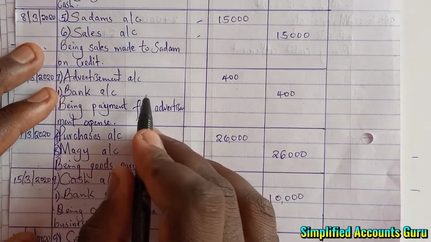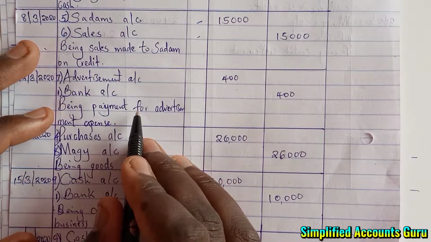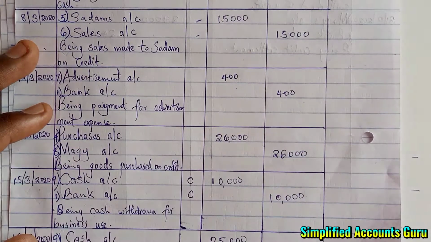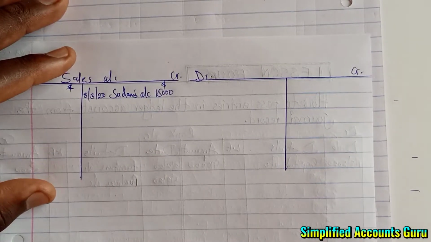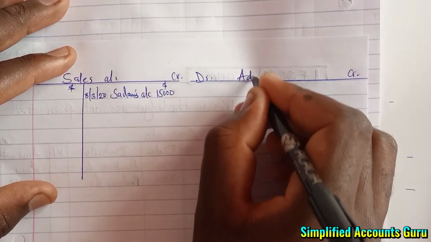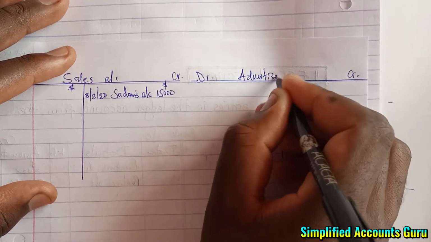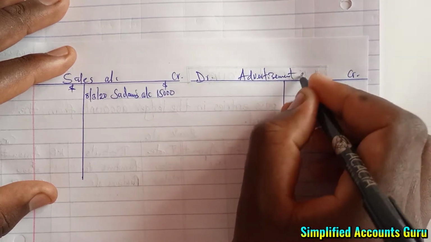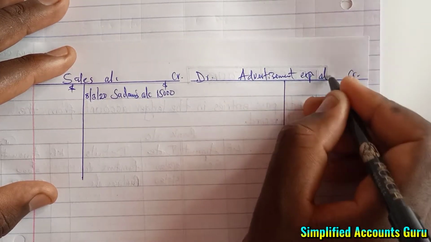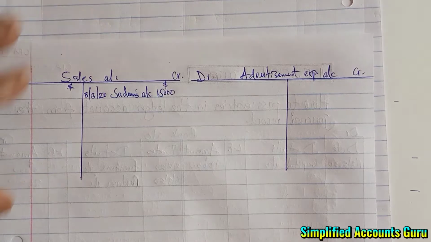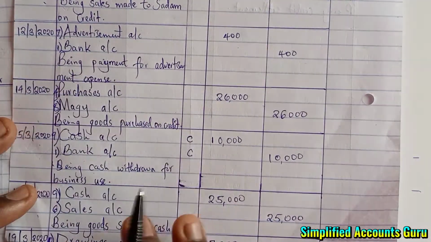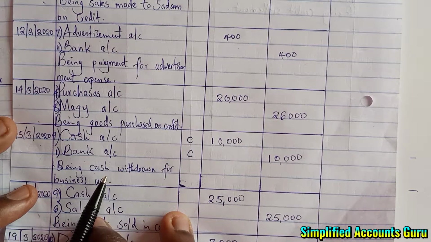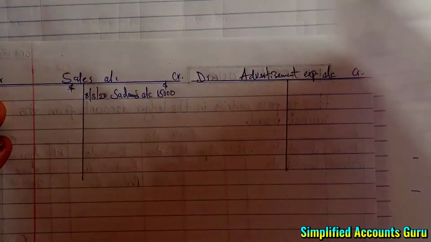We have advertisement account, which is an expense account. Then we have bank. Already we have bank, so we can only develop the advertisement expense account. Advertisement expense account. So that is what we are going to match against the bank. So bank is to be credited while advertisement account is to be debited.